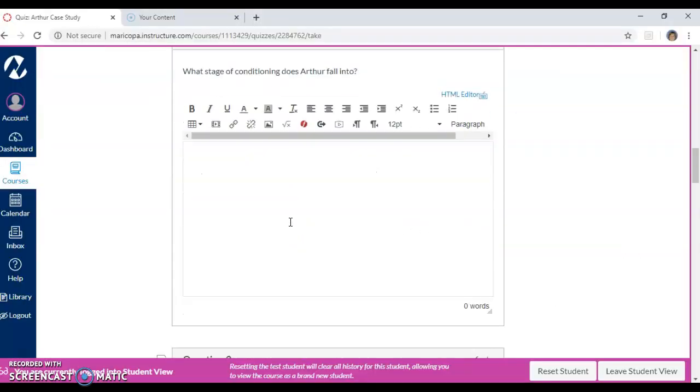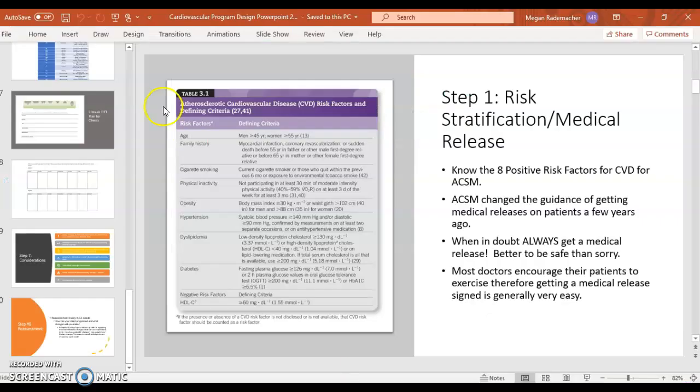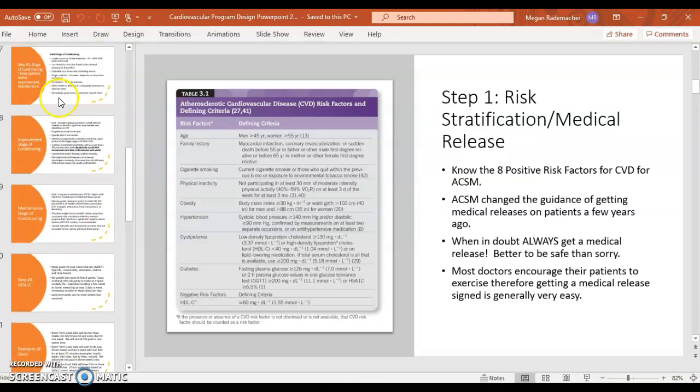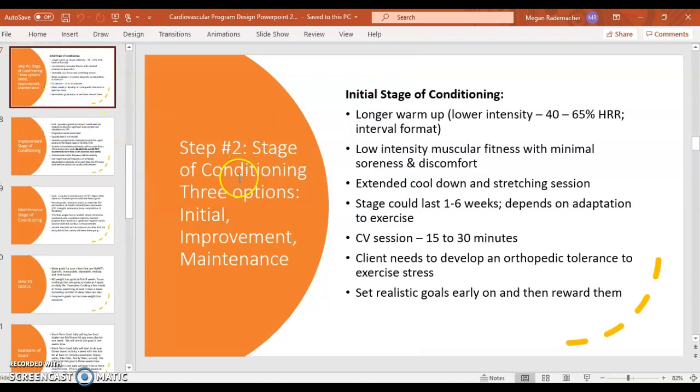Question number 2, what stage of conditioning does Arthur fall into? There are 3 options for stages of conditioning. They are initial, improvement, and maintenance. Your correct answer should have been initial. Arthur's in pretty bad shape. He's currently sedentary, so he is in the initial stage of conditioning. Again, more information on that back in that PowerPoint. Stages of conditioning, you have 3 options: initial, improvement, and maintenance.